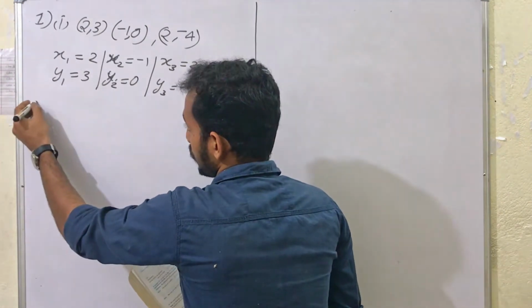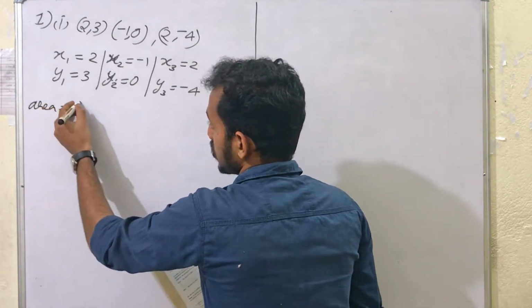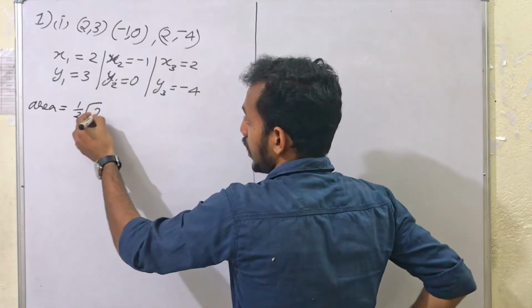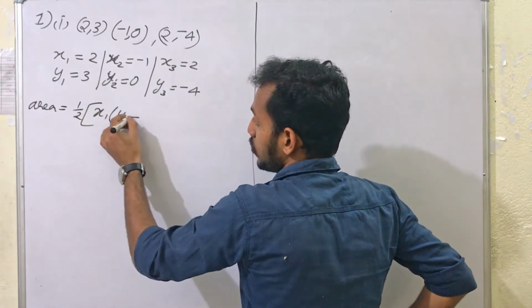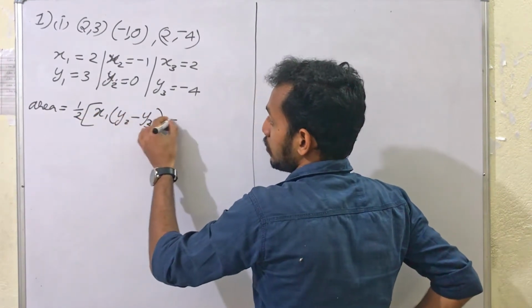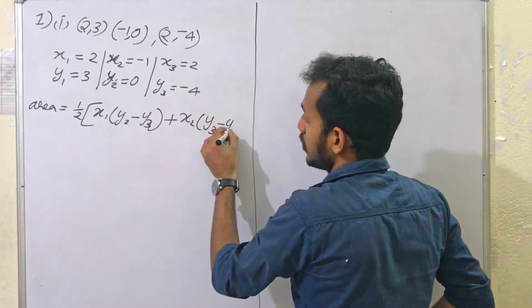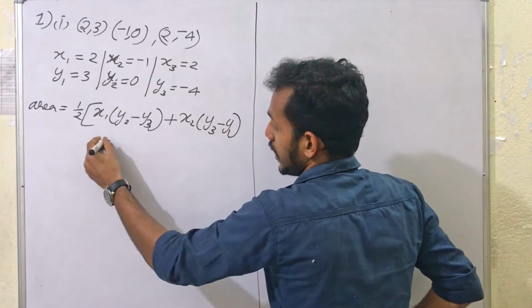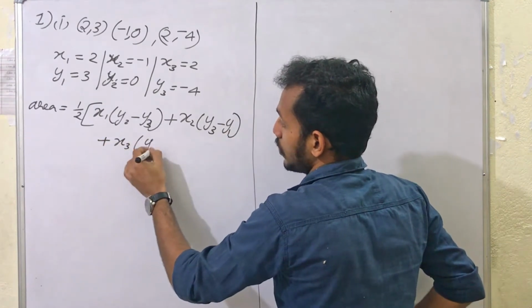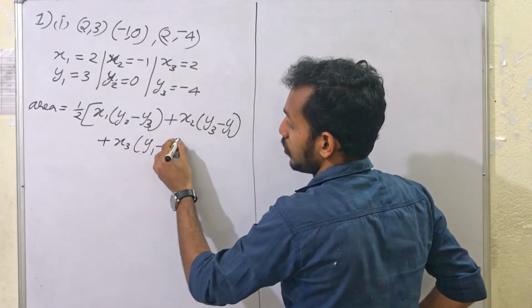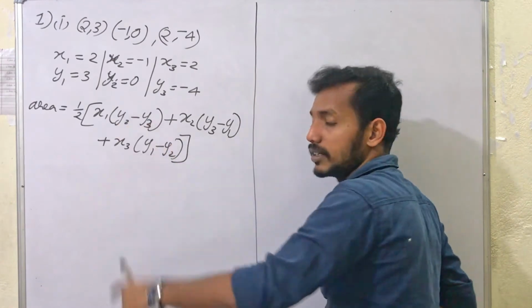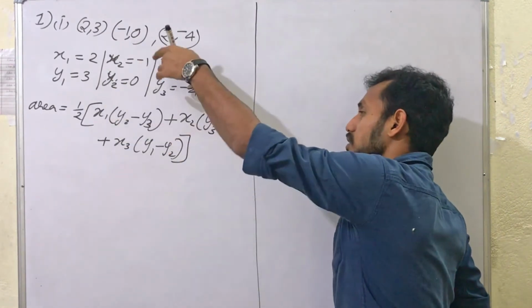So what is the area formula we have learned? That is, area is equal to 1 by 2 into x1 into (y2 minus y3) plus x2 into (y3 minus y1) plus x3 into (y1 minus y2). This is the formula we have learned to find the area of triangle if the vertices are given.